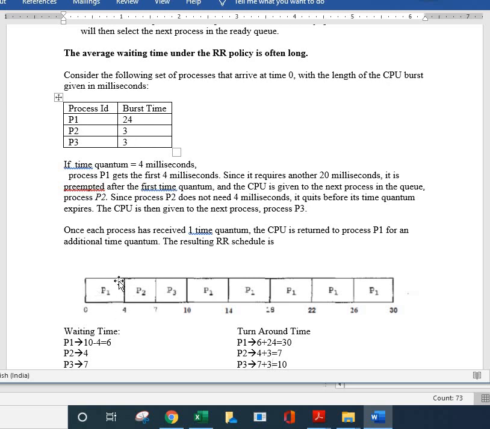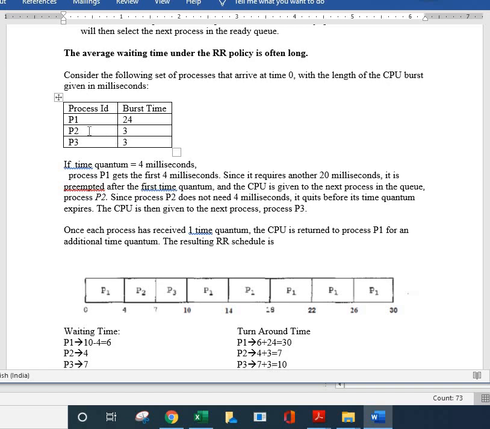If you consider the Gantt chart here, P1 executes for 4 milliseconds, that is one time quantum. One time quantum is equal to 4 milliseconds, and P2 will be executing during the next time quantum allocated to it, but since its burst time is lesser than the time quantum, it executes up to 3 milliseconds and gives up the CPU. So that P3 will be executing during the next time quantum. Since even P3's burst time is lesser than the time quantum, it will also give up the CPU at 10 milliseconds itself.